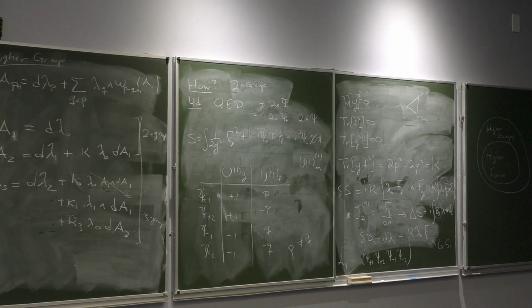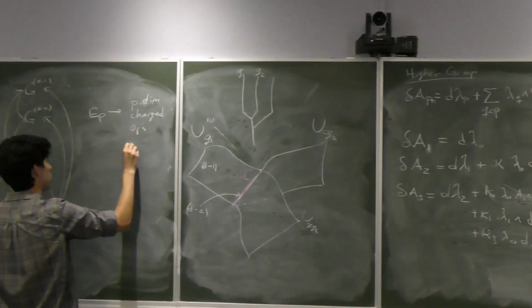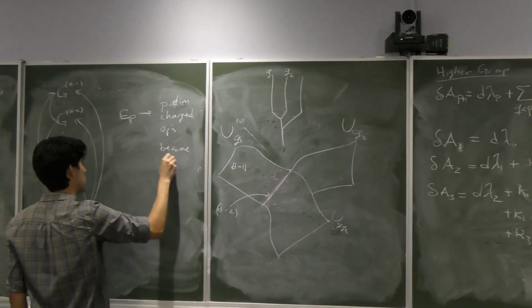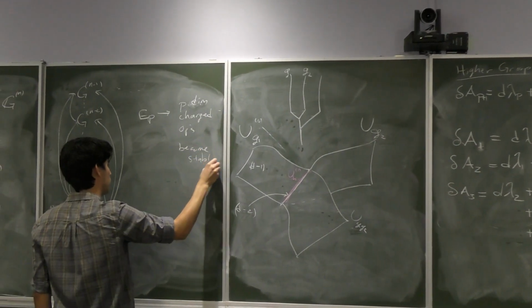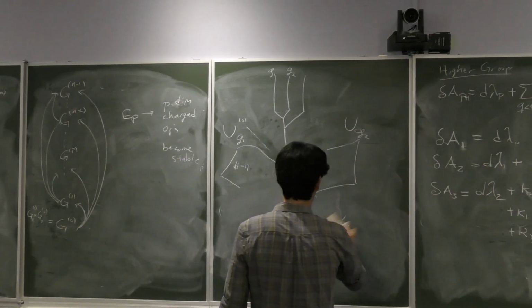So essentially, E_P is the energy where the p-dimensional charged operators become stable. Or they merge, whichever way you want to think about it.